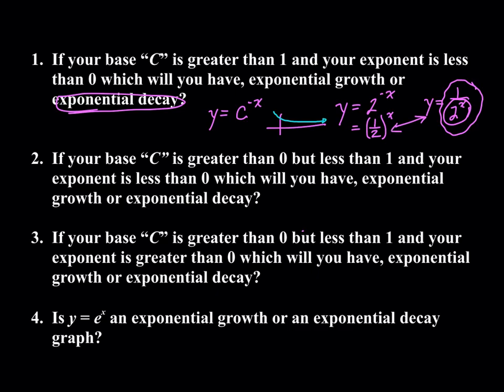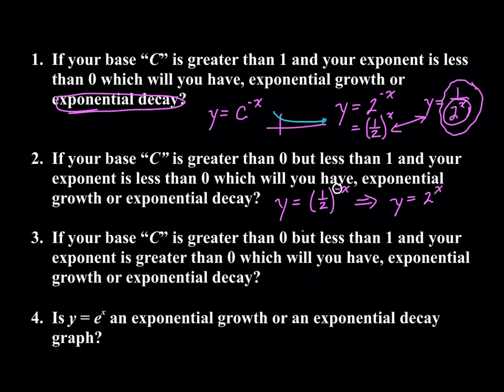All right, so the next one says if your base value c is greater than 0 but less than 1, so if we think of a number more than 0 but less than 1, let's just call it a half, and your exponent is less than 0, so we're going to have a negative x in your exponent, then what are we going to have, growth or decay? Well, once again, the negative exponent right here is going to tell us to flip the fraction. So this is equivalent to y equals 2 over 1 raised to the x power.